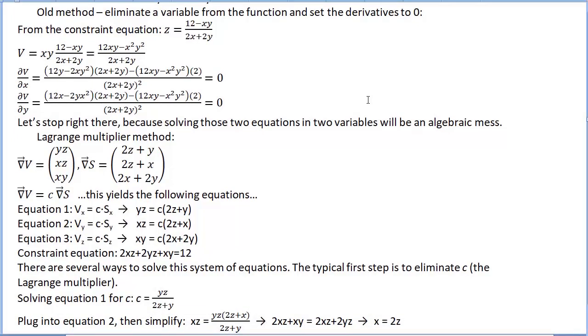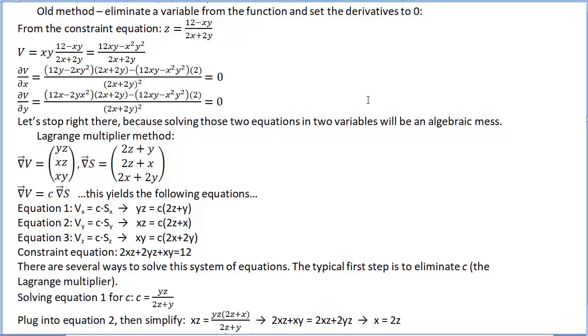So in equation 2, plug that in and you get xz equals yz times (2z plus x) over (2z plus y). So let's simplify that equation a little bit. Cross multiply, multiply out, and simplify some more, and you wind up with the very nice x equals 2z.